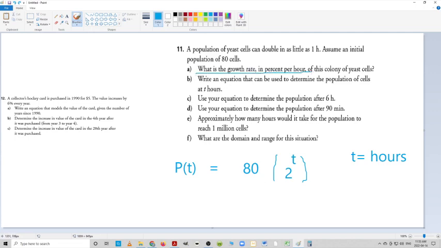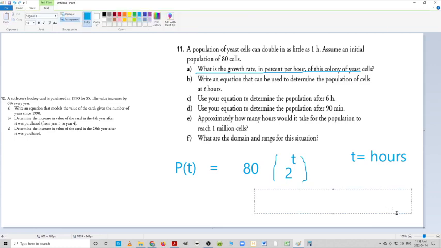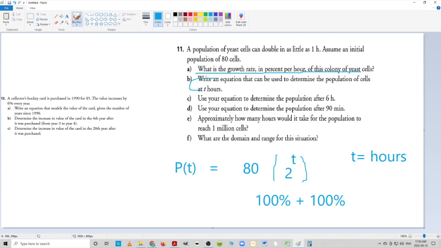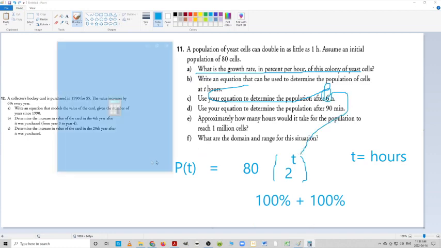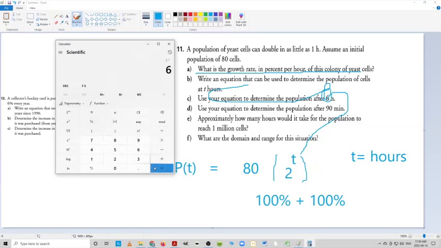What is the growth rate in percent per hour of this colony? Well, it doubles. So it's 200%. You might be tempted to say 100%, but 100% is just 1. So work backwards. 2 is going to be equal to 200%. So the growth rate is, or you could say, increases by 100%, which is essentially saying 100% plus 100%. Depends what your professor prefers. Write an equation that can be used to determine the population after t hours. Well, we did. Use your equation to determine the population after 6 hours, so we put a 6 in there. 2 to the power of 6 times 80 gives me a population of 5,120. So after 6 hours, I have a huge population.